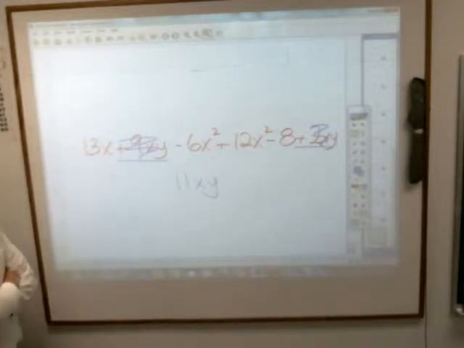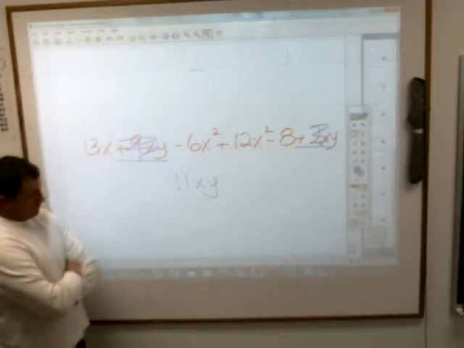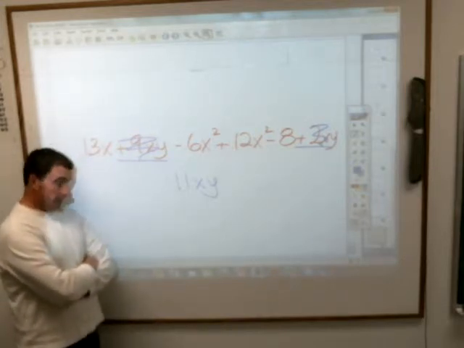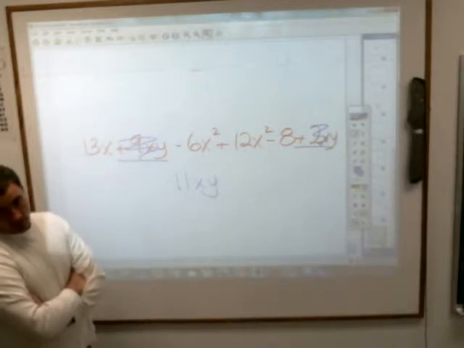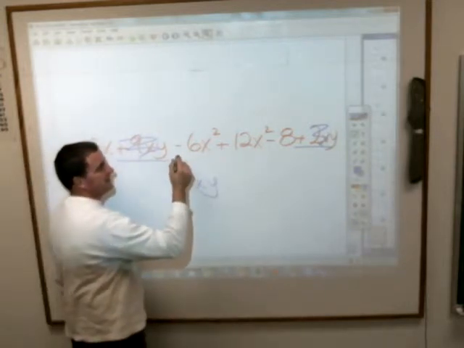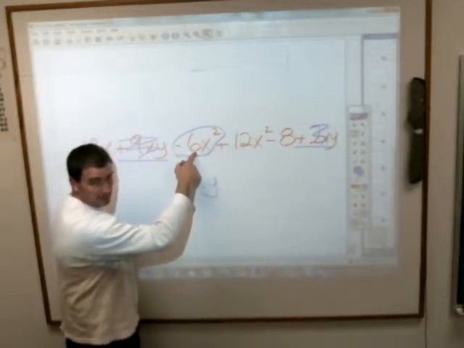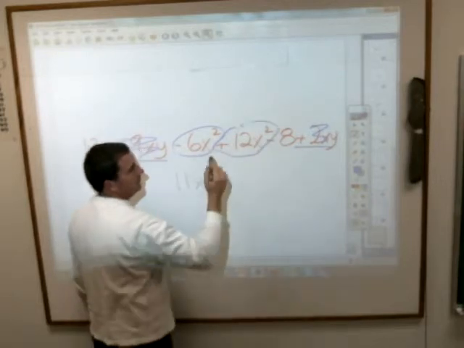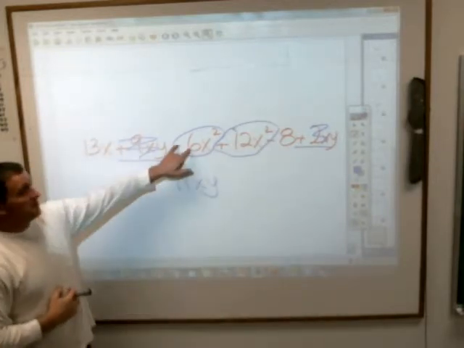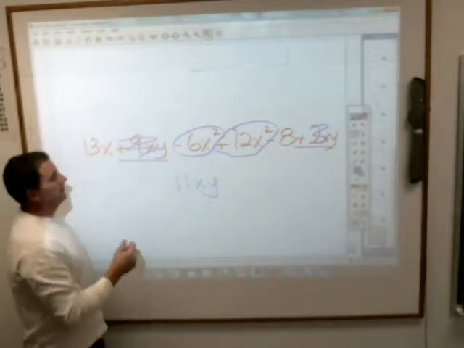Ava Wyrick. Anybody else getting along at this party? 6x squared plus 12x squared is 18x squared. Now here's where I said you have to be very careful. You always take the sign that's in front of it. This is actually a minus 6x squared, and this is a positive 12x squared. So if this is a minus, you actually have to take it away from that. So you end up with 6x squared.